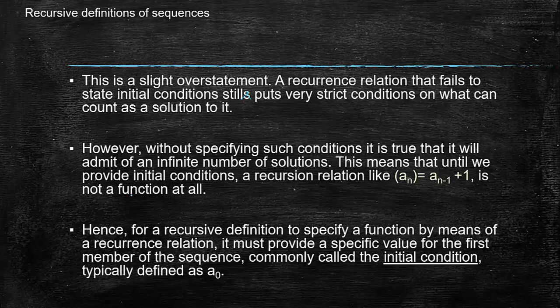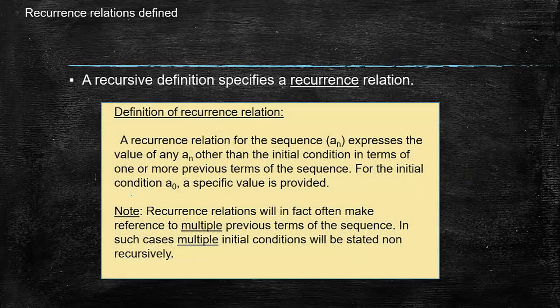Hence, for a recursive definition to specify a function by means of a recurrence relation, it must provide a specific value for the first member of the sequence, commonly called the initial condition, and it's typically defined as a sub 0. So the definition of a recurrence relation is this: a recurrence relation for the sequence a sub n expresses the value of any a sub n other than the initial condition in terms of one or more previous terms of the sequence. And for the initial condition a sub 0, a specified value must be provided.